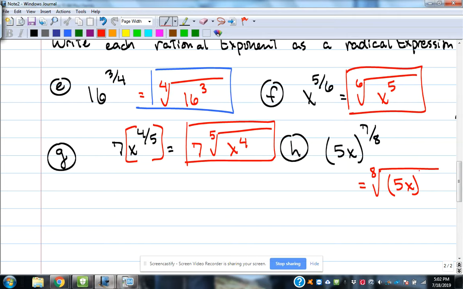Be 5x to the 7th, right? So that whole thing in parentheses raised to the 7th power. That's one way to write the answer.